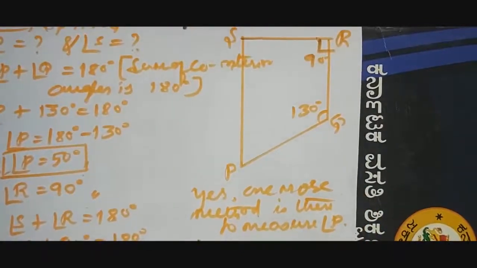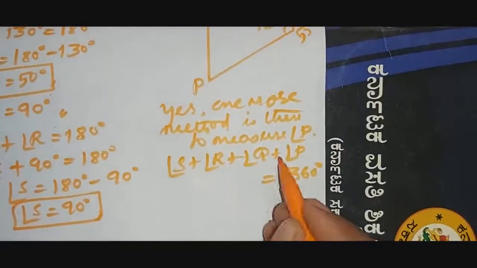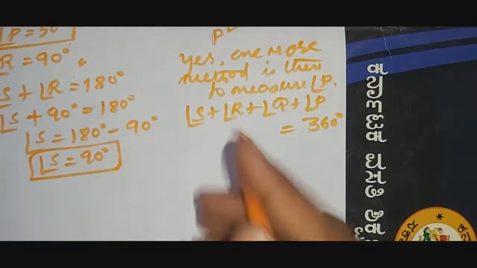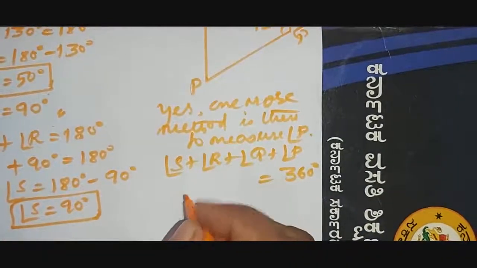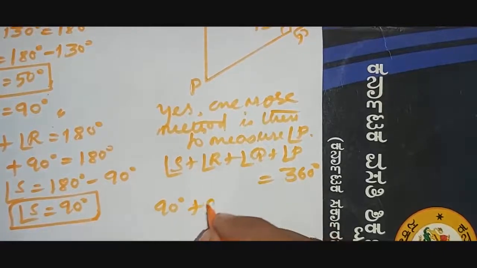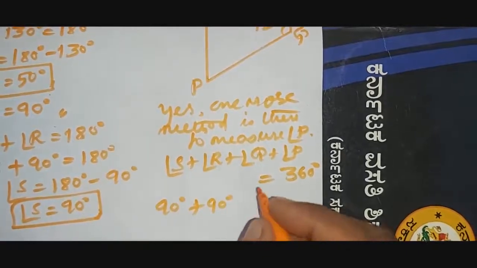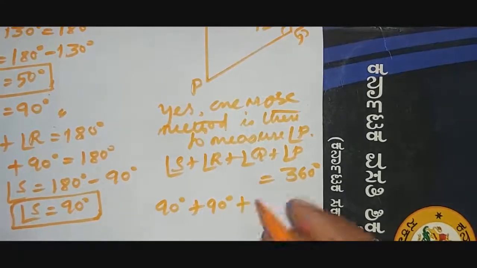S plus R plus Q plus P is equal to 360 degrees, right? Here S is equal to what we find here, 90 degrees, right? So I put here 90 degrees plus R is equal to also 90 degrees. Okay, S is equal to 90 and R is equal to also 90.